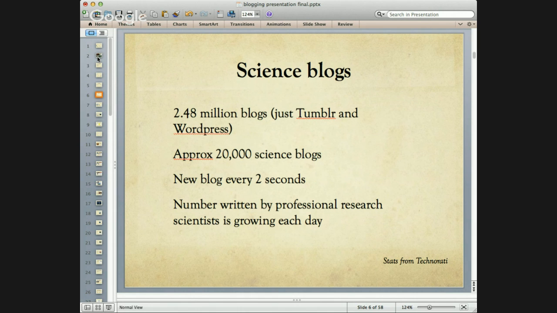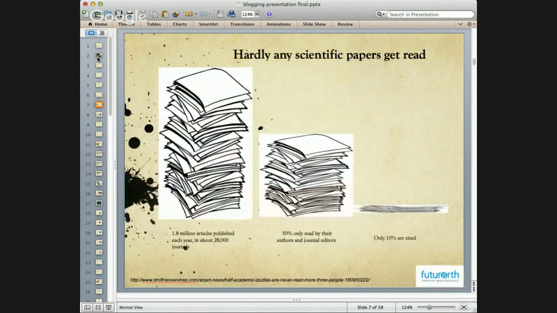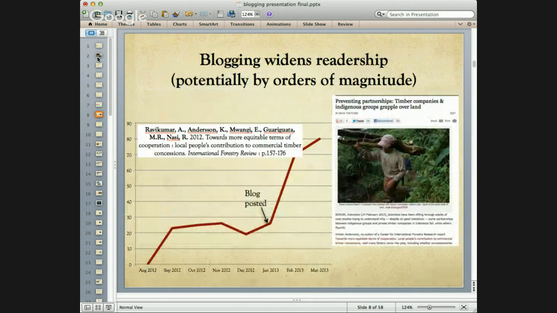But why is it important to blog about science? I think this is a really key stat. There are a whole bunch of research papers being produced right now, and only a very small proportion of them are being read and are being cited and downloaded. Blogging has the potential to widen readership of science by orders of magnitude.